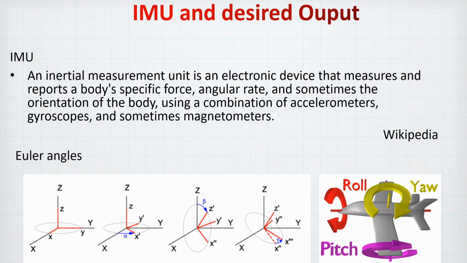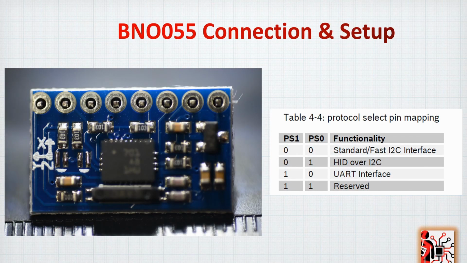So as you can see in this picture, we are going to take the roll, yaw, and pitch angle from the BNO055. Good. So let's take a look on the board that we are going to use. This is an AliExpress board, a very cheap one.